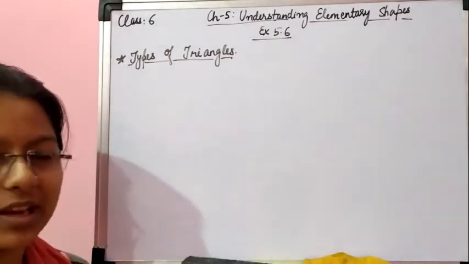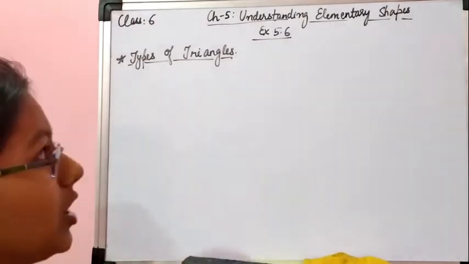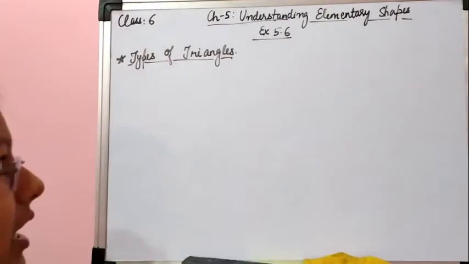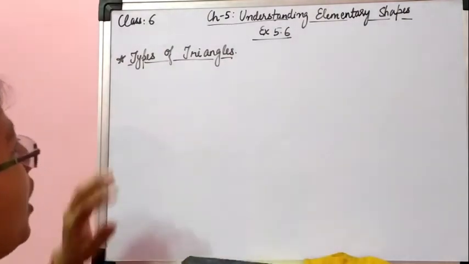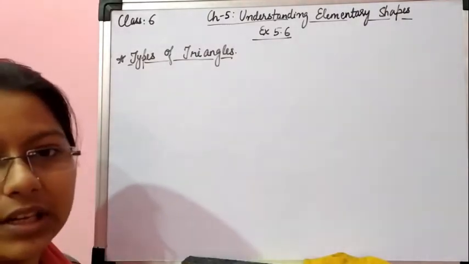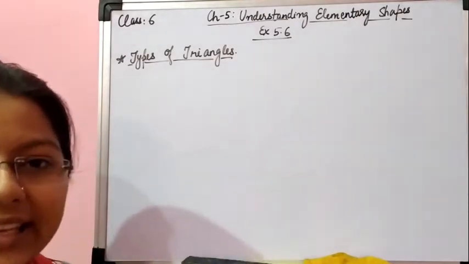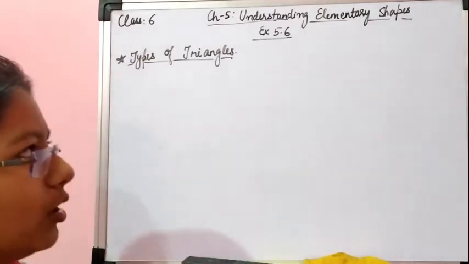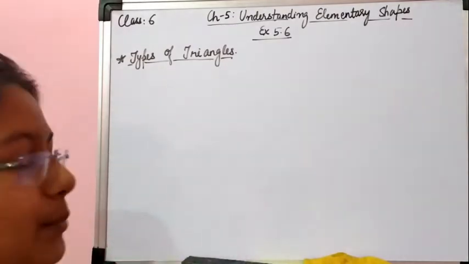Now today we are going to start on the new topic of our class 6 chapter 5, understanding elementary shapes, exercise 5.6. Before starting this exercise, let's discuss some of the important concepts related to it. The topic is types of triangles. Till now you have known that there are three types of triangles: equilateral triangle, isosceles triangle and scalene triangle. Obviously you people have heard these words. Now we will get to know some more types of triangle.